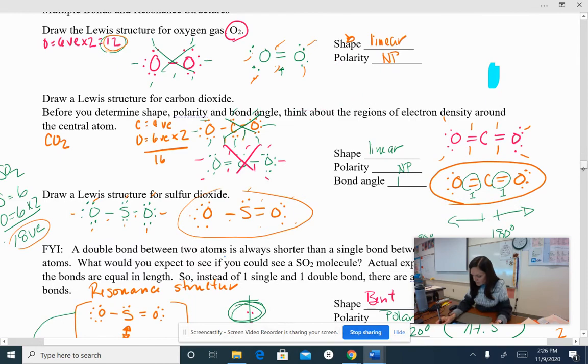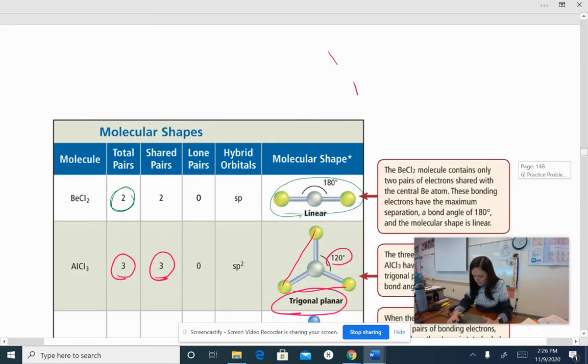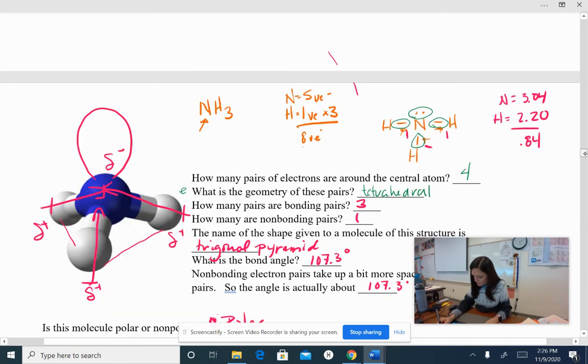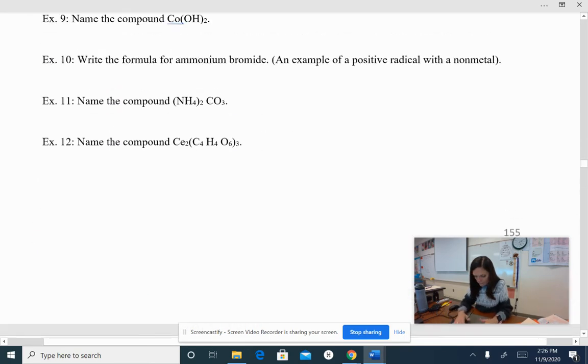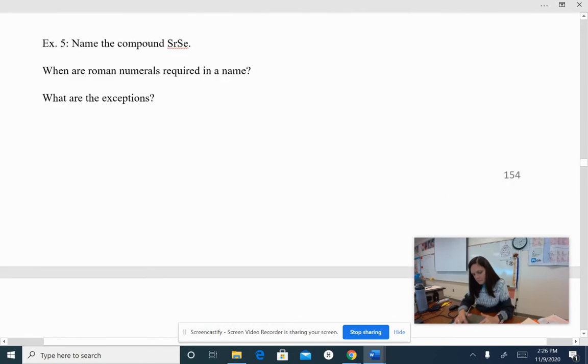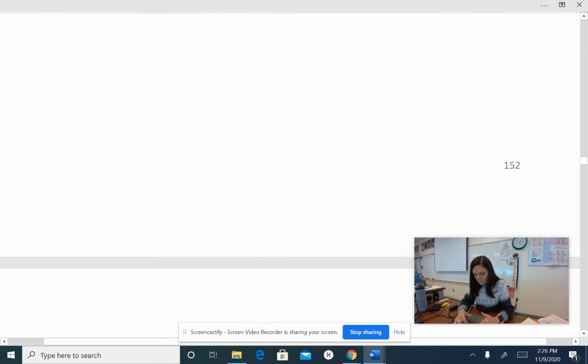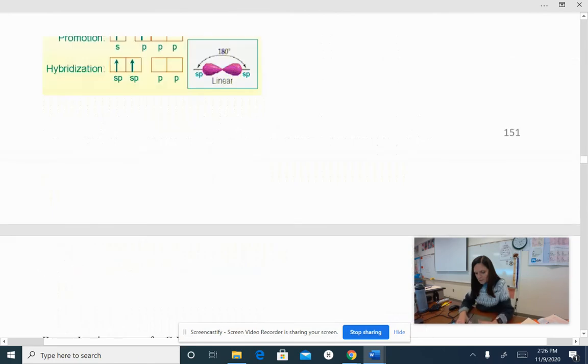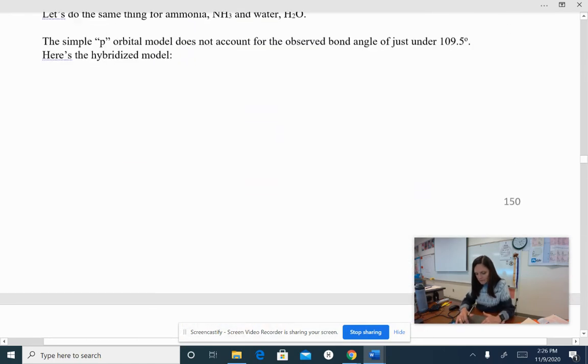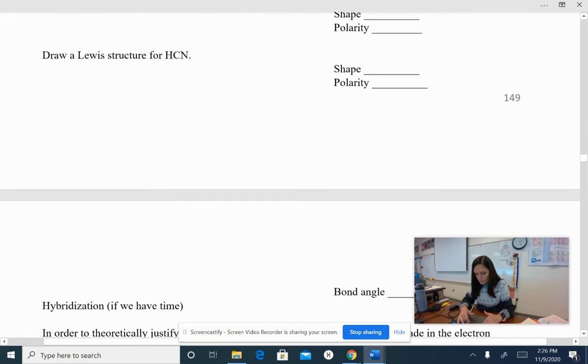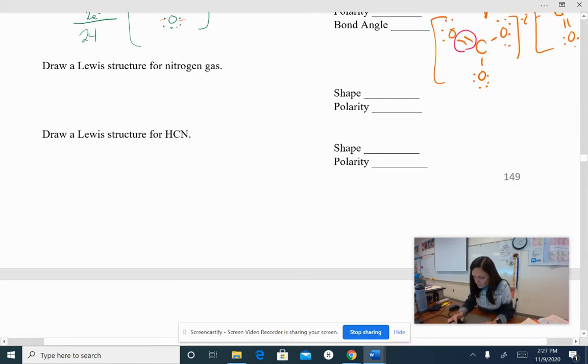Is it gonna let me scroll? No, it doesn't want to let me scroll. Oh my.